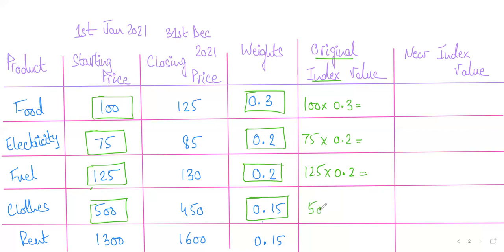And may I request anyone to do the calculations for me? If you have calculators, just tell me in the chat how much each of these is. My calculator is lying somewhere nearby. Okay, and then the last of all will be 1300 times 0.15, right? Okay, now, first one is how much?